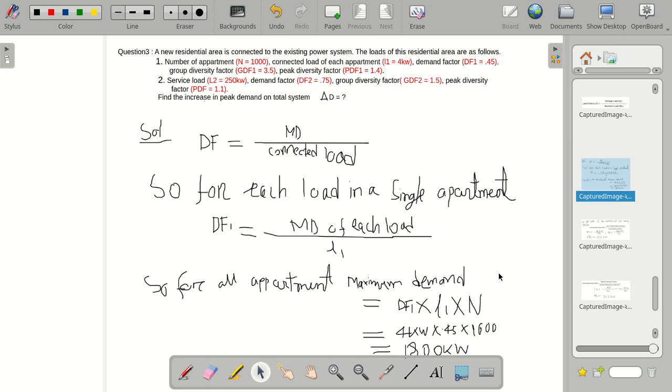So the total maximum demand of these apartments is equal to 4 kilowatt into 0.45 into 1000, which is equal to 1800 kilowatt. This is the sum of individual demands of those apartments. This is not the actual maximum demand. This is the sum of all the individual maximum demands of the loads of these 1000 apartments.